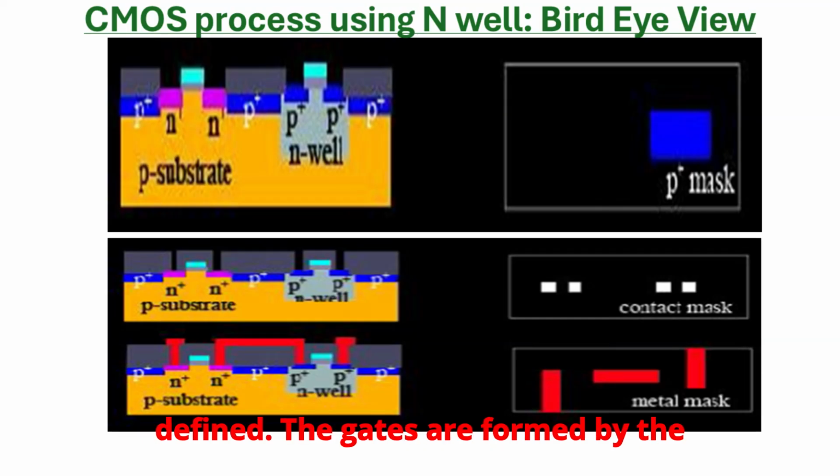The gates are formed by the polysilicon layer running across the channel, separated from the silicon by a very thin gate oxide. On either side of the gate, heavily doped source and drain regions are formed, N+ regions for the NMOS and P+ regions for the PMOS.